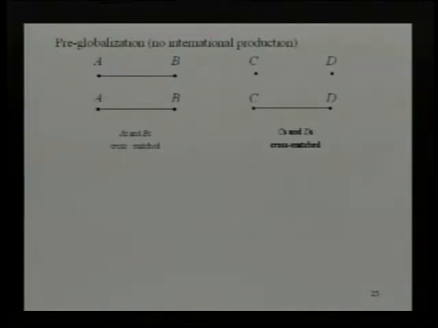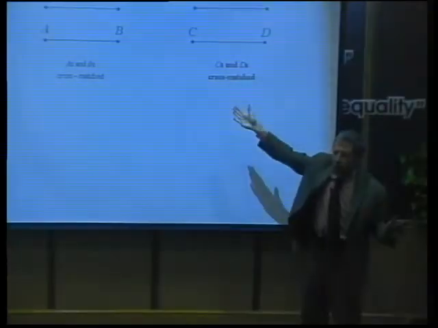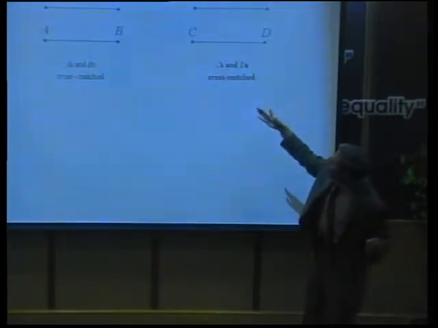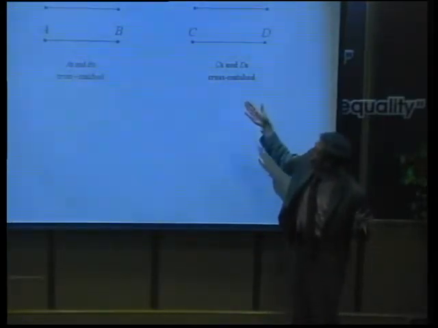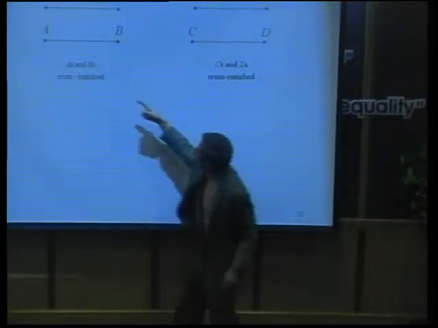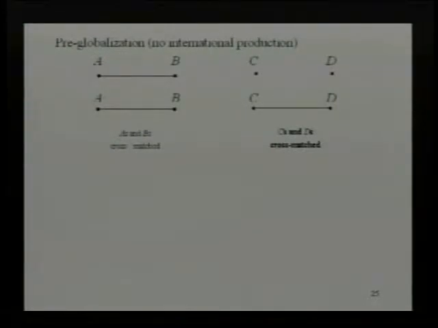Well, it can be shown, I'm not going to go through the arguments, but it's not difficult, that the pre-globalization pattern that we will get is that A workers will be matched with B workers in the rich country, and C workers will be matched with D workers in the poor country. So we will have cross-matching in both countries before globalization, so before production has been internationalized.